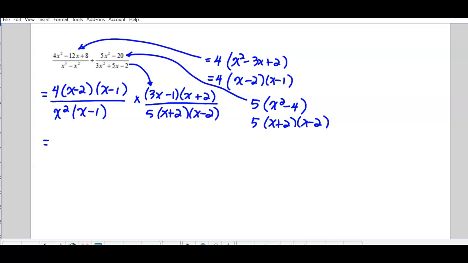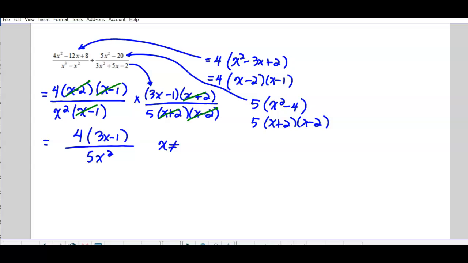Okay, so now what's common? So within the first fraction, x minus 1s. Within the second, x plus 2s. Anything common between them? Yeah, x minus 2 here and x minus 2 here. Okay, a numerator and a denominator. This bracket is not common, the 3x minus 1. 4 doesn't go into 5, x squared, nothing to divide, so just write out 4 bracket 3x minus 1 over 5x squared.